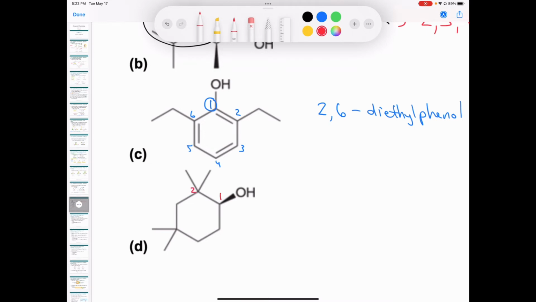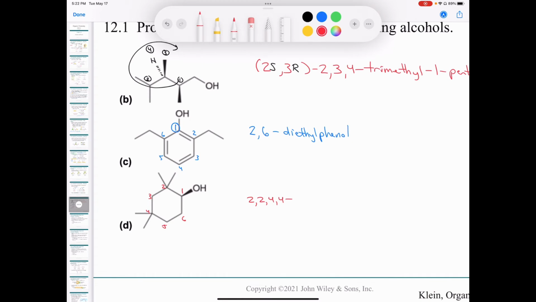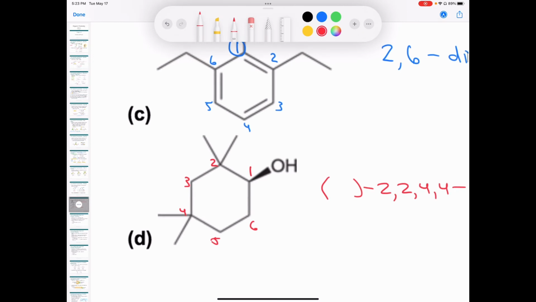And thus we have 1, 2, 3, 4, 5, 6. So we have 2,2,4,4-tetramethylcyclohexanol. Let's write that down. We've got 2, 2, 4, 4, tetramethyl cyclohexanol. And now we need to determine the stereochemistry at the only chiral center in the molecule. Remember that when you only have one chiral center in a molecule, you don't have to give it a locant. You don't have to call it 1R or 1S.